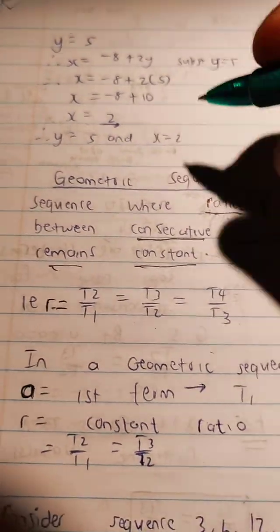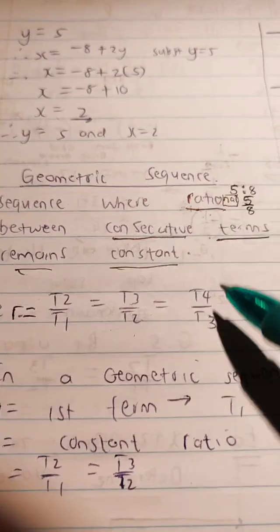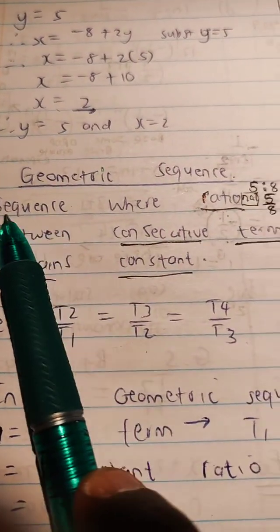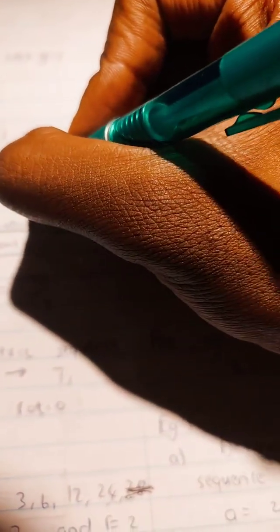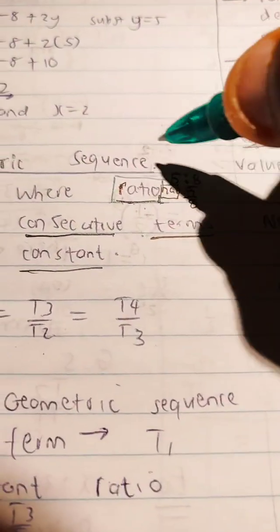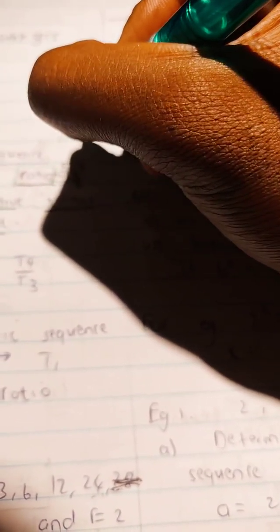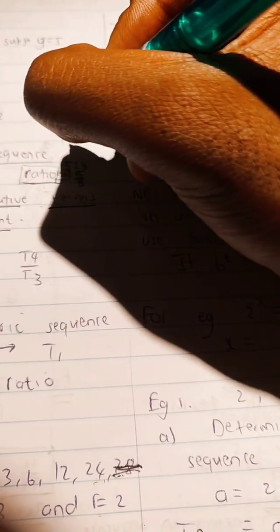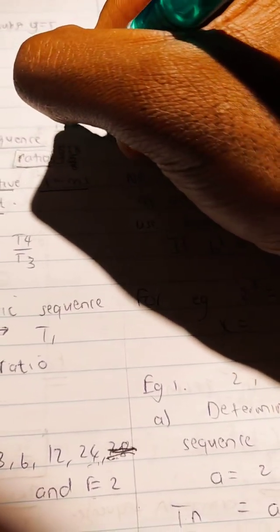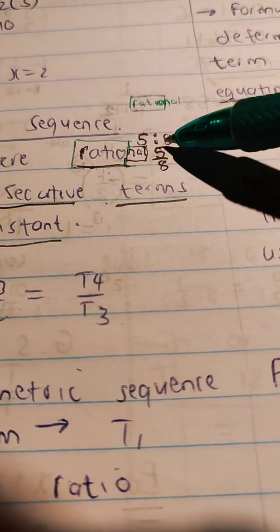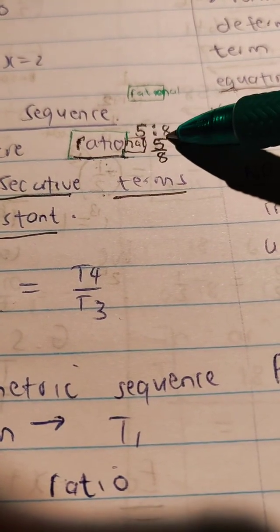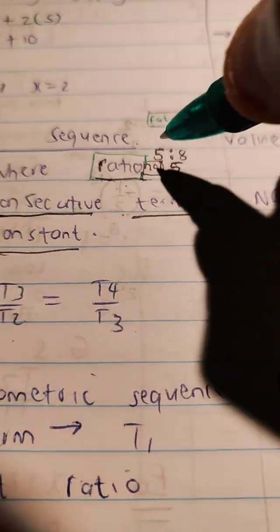So what is a geometric sequence? A geometric sequence is simply a sequence or a number pattern where, and this is the key word, the ratio, you see this word ratio. There's the word rational, and the root word for rational is ratio. Now, what is a ratio, guys? A ratio is simply a comparison between two quantities. So for instance, 5:8 is a ratio. 5:8 can also be written as a fraction, 5/8.